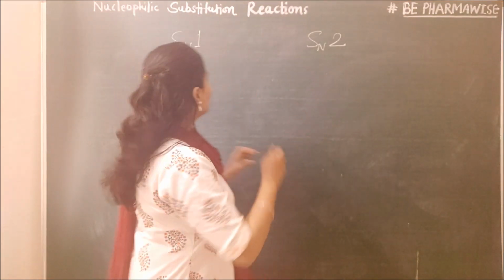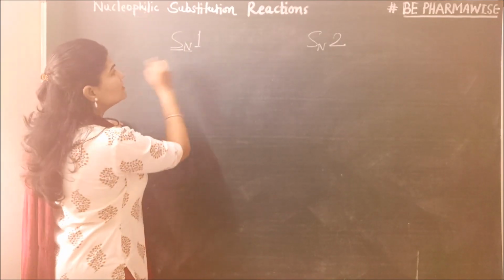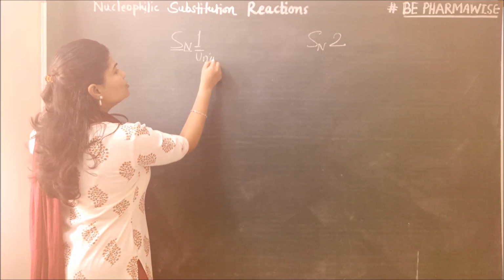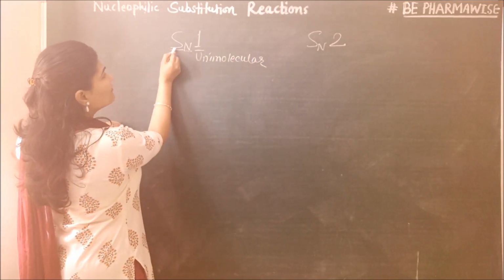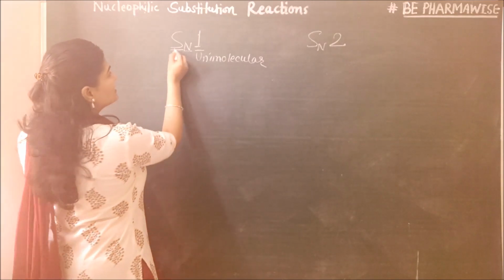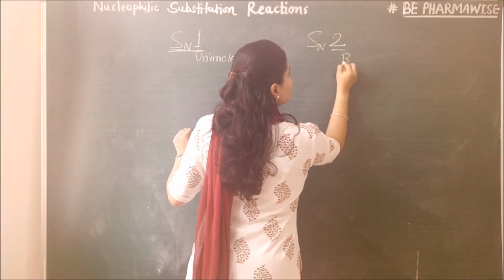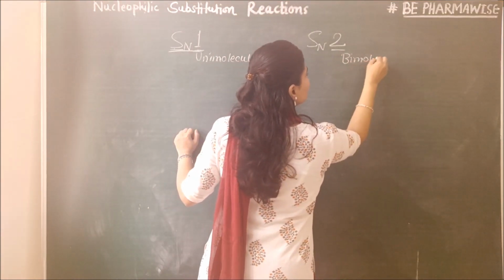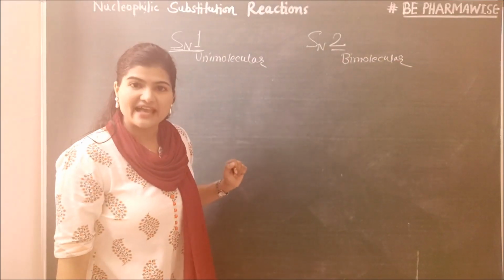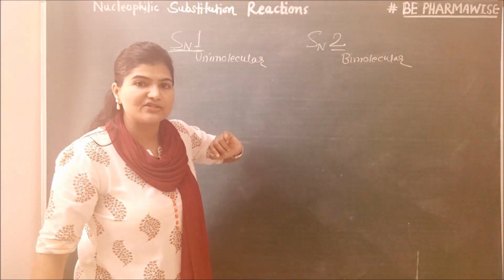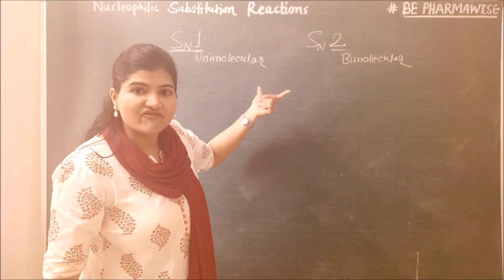Now what does it mean? S refers to substitution, N refers to nucleophilic, and 1 refers to unimolecular. Unimolecular nucleophilic substitution reactions are referred to as SN1 reactions. Similarly, 2 refers to bimolecular, so bimolecular nucleophilic substitution reactions are referred to as SN2 reactions. Now on what basis is this named?